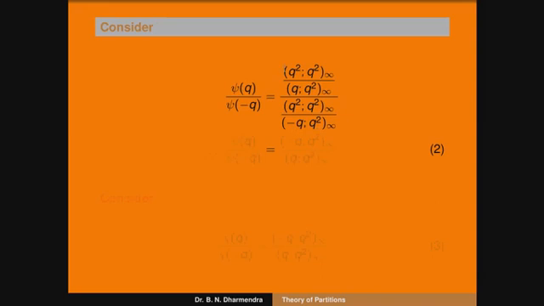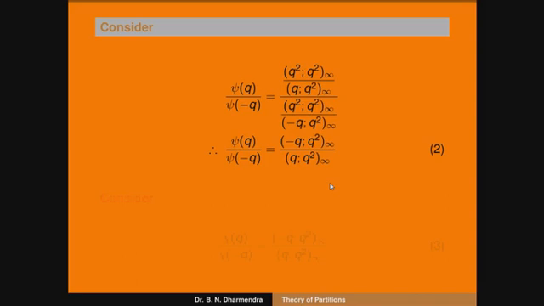Now we can cancel the q square infinity terms, since both numerator and denominator contain q square infinity. The remaining term, minus q infinity, goes to the numerator, and the denominator is q infinity. So therefore xi of q divided by xi of minus q is equal to minus q infinity divided by q infinity.